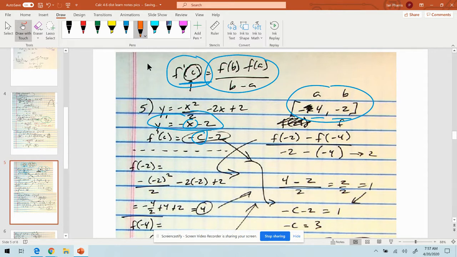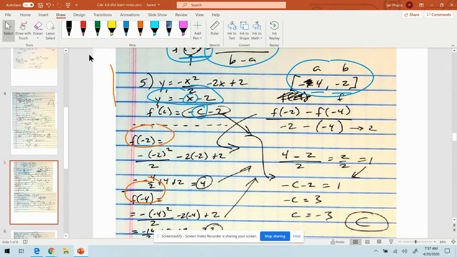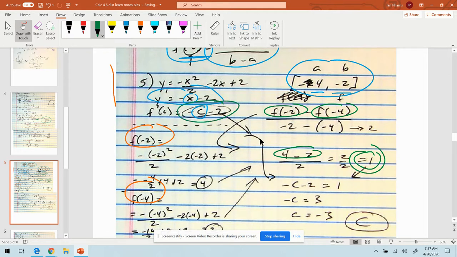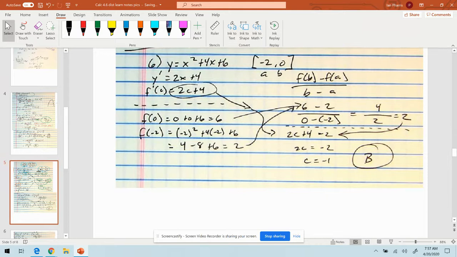So then down here, this part on the notes is where, is that going to stay there? Nope. Wait, hang on. Yeah, it is. Check it out. This part down here on the notes is actually finding out what f at -2 and f at -4 is, so I can plug them in. It finds out the average rate of change if you were to graph it is just 1. So then you set it equal to this piece right here and solve, and that's how you find your answer. That's the same thing for number 5 and number 6.